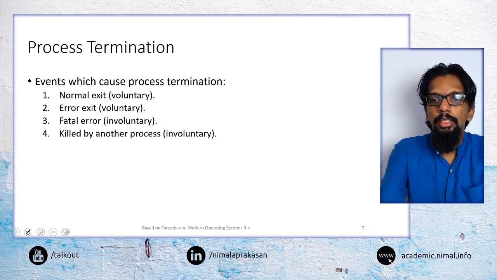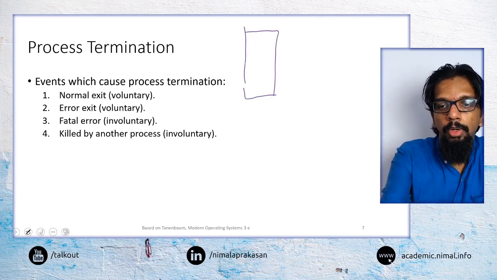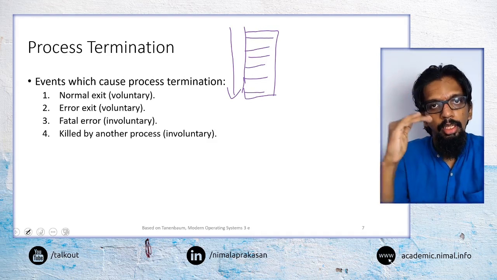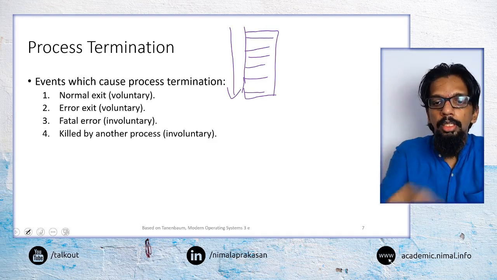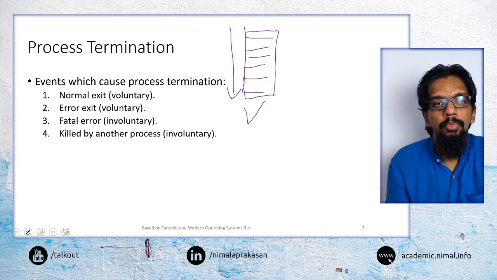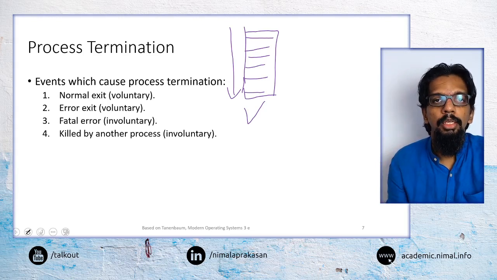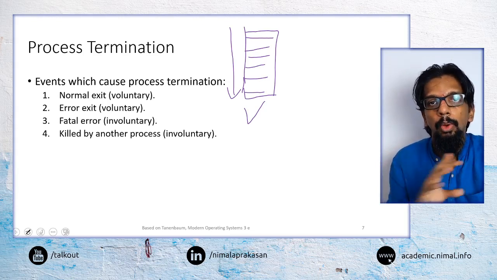The first one is, you have a program with a set of instructions, and when you are running that as a process, it has gone through all the instructions, it has completed all the tasks, and it finishes. That is what we call a normal exit. It has executed everything normally and it exits without any problem.